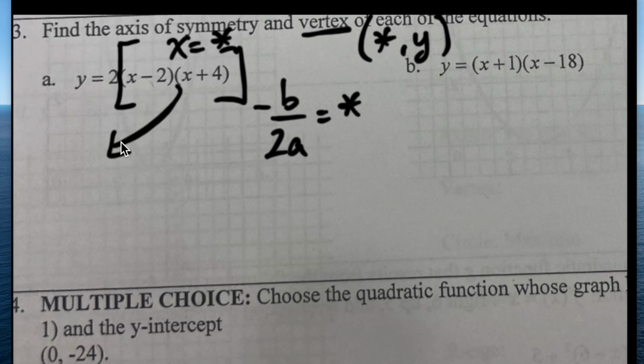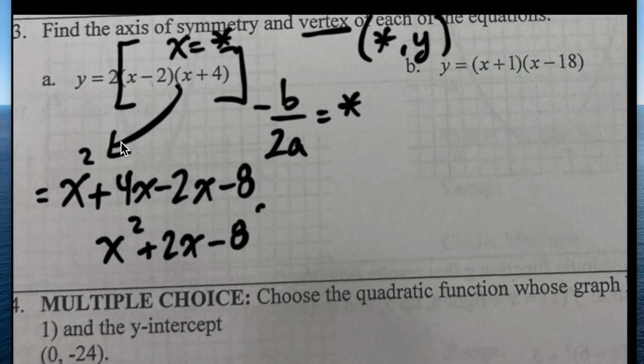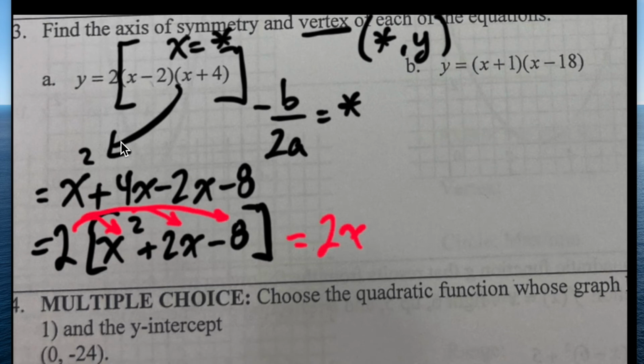So if we FOIL that, we have x squared plus 4x minus 2x minus 8, and that's going to give us x squared plus 2x minus 8. Okay, recall that was in a bracket, but this 2 is still there. So what are we going to do with that 2? We're going to distribute. We're going to get our arrows going. All right, so this is going to equal 2x squared plus 4x minus 16.